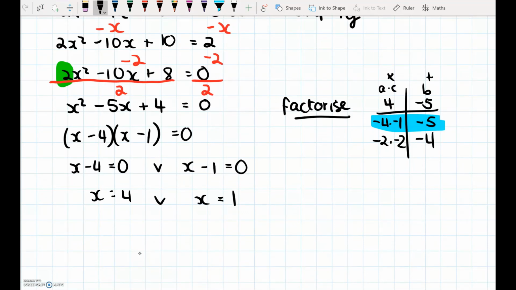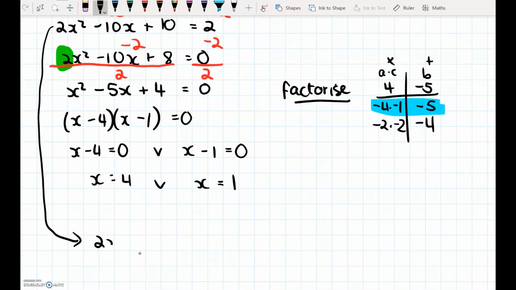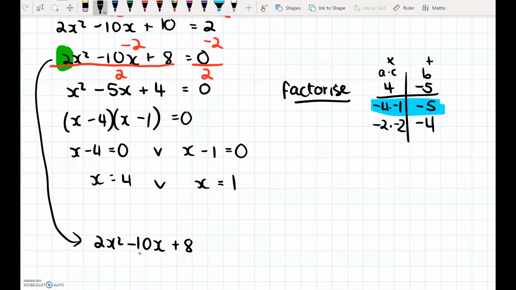Now, if you didn't do that dividing by 2 step, I want to go back and have a look at how we could do this in another way. So we're going to draw this one down here. So we had 2x squared minus 10x plus 8. Sorry, I've drawn that line from the wrong part. Plus 8 is equal to 0.